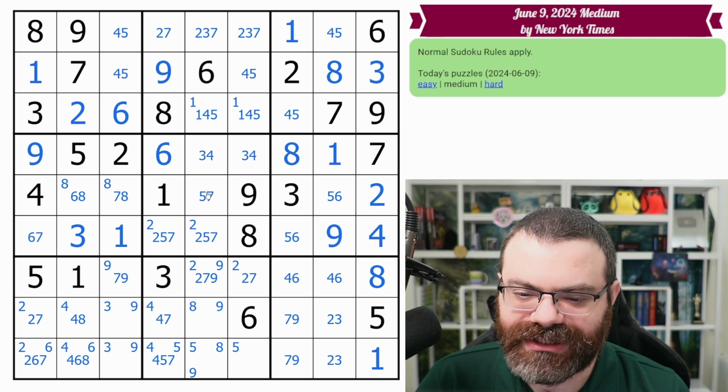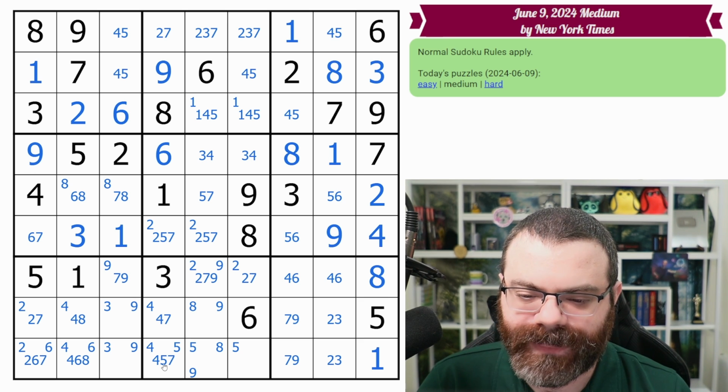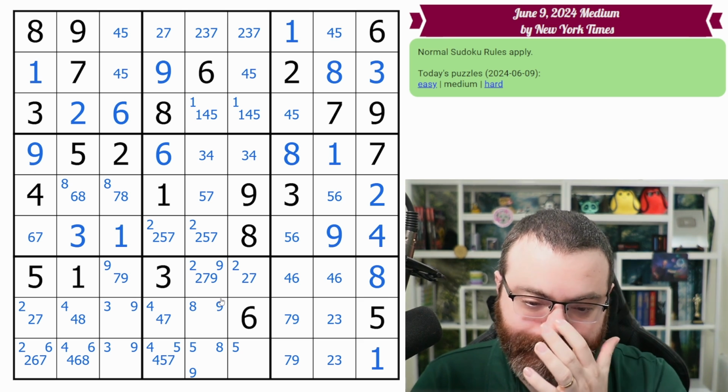I'm going to pay attention especially to our bi-value cells, but really everything we have marked could be involved in something. Right, I'm really not seeing it.